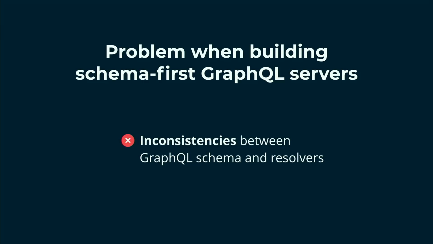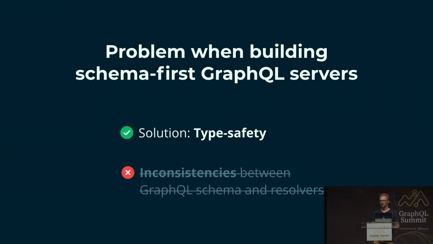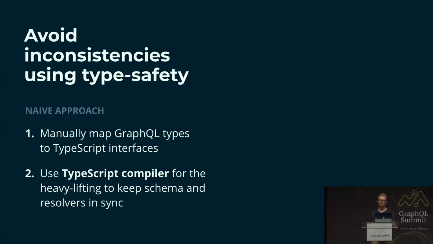And you can either fix them as they pop up and get paged in the middle of the night, or you find them at development time, at build time. And you can do so using type safety. So let's think about how we can create a type-safe mapping between our GraphQL types and TypeScript. TypeScript here is just an example. You could also use Flow or whatever other language, but we're using TypeScript here.